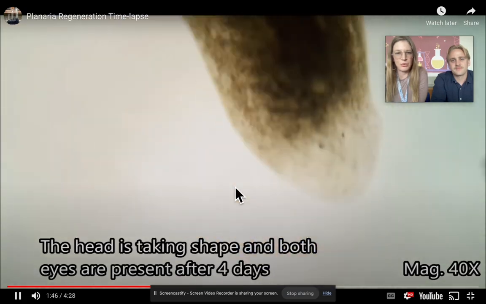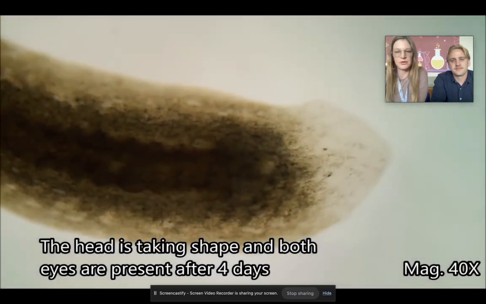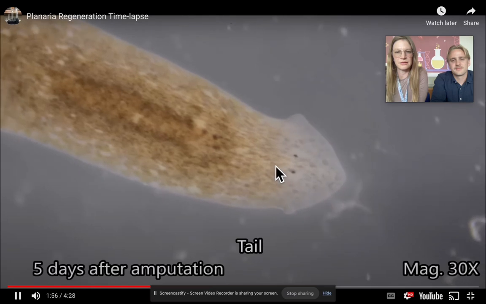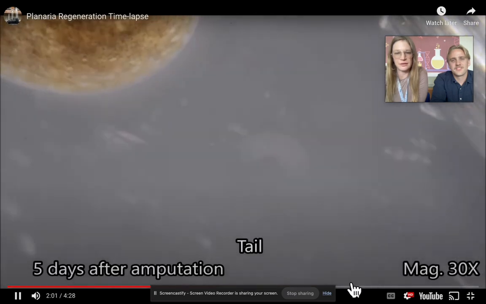The head is taking shape and both eyes are present after 4 days. So the tail is growing a head. It's growing the eyes. 5 days later. Wow.